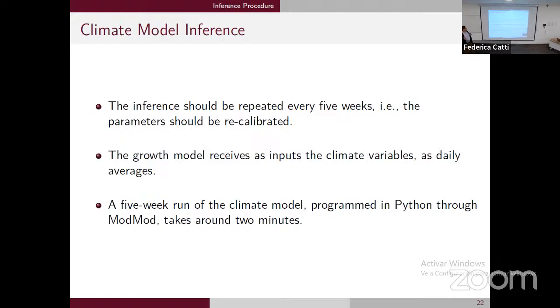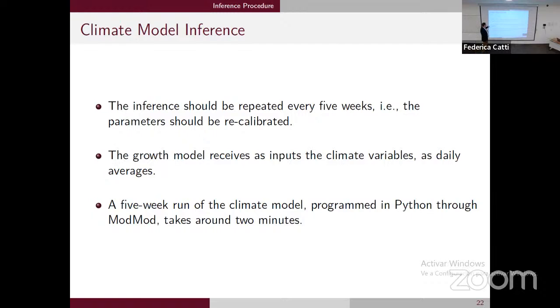We found that the inference should be repeated every 5 weeks. That means that the parameters should be recalibrated. This is a consequence of working with a simplified model. But in the context of growing in greenhouses, 5 weeks is a long time, so how to recalibrate parameters is not a big problem.